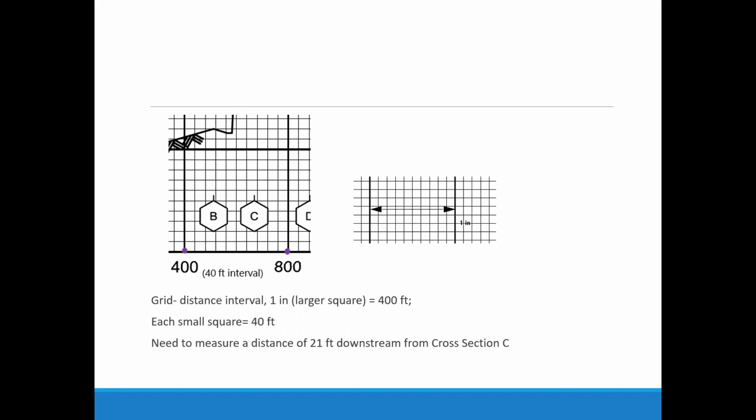But as we zoom in on the flood profile and look at cross sections B and C, there's this 10 by 10 grid here, and then it says 400 to 800. So that's 10 squares that are 400 feet apart. And so each small square is a 40-foot interval. And so, as I said, I'm going to be trying my best to measure exactly where my site is by measuring 21 feet downstream from cross section C. And so you can see there's a little bit of a judgment call here, and just doing the best we can to be precise with doing these measurements.